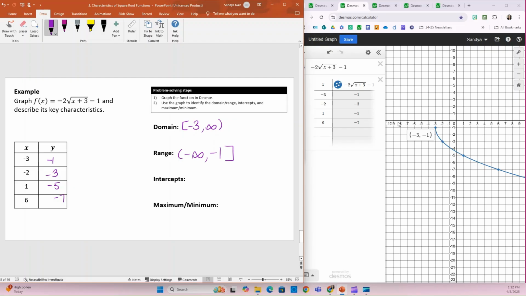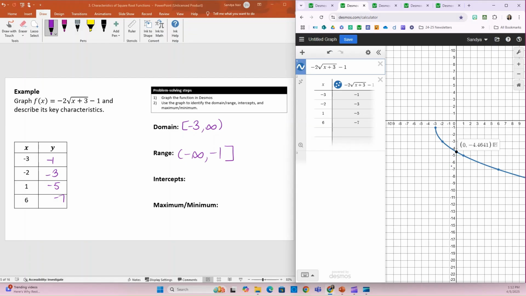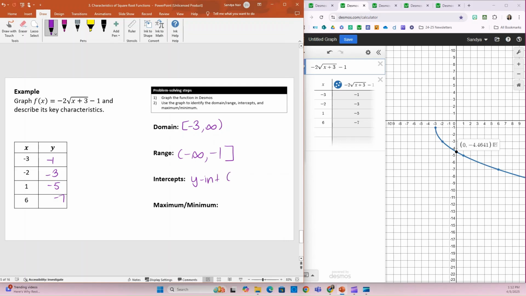Notice it has no x-intercepts, and that's because the highest y value is -1. It does have a y-intercept, so if I click on it, I can get that value. The y-intercept is going to be 0, -4.46. And it does have a maximum this time, right? It's not a minimum value, it's a maximum because every other y value is going to be lower than -1. So it has a maximum of -1, and that's going to occur at x equals -3.